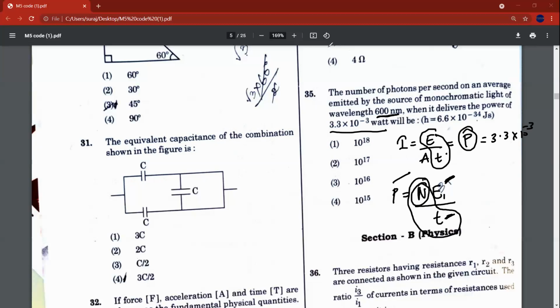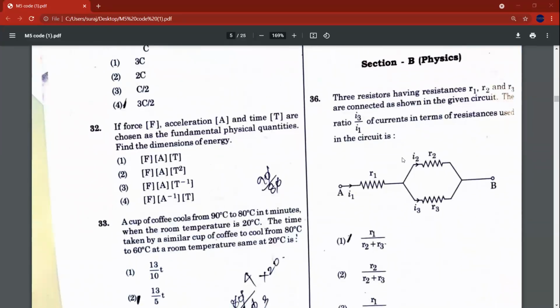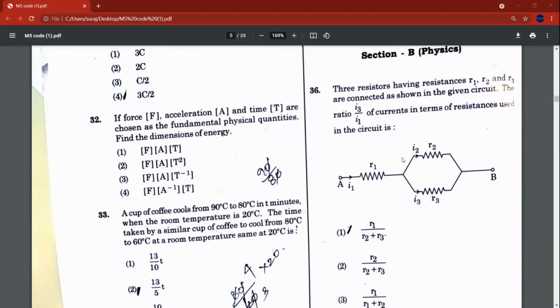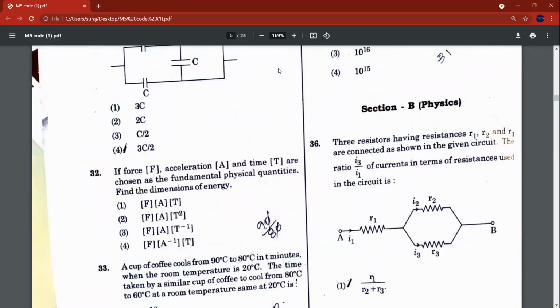Next. Question number 36. Three resistors R1, R2, R3 are connected as shown in the given circuit. The ratio I3 is to I1. And this is an easy question. Option 2 will be correct. How to solve?